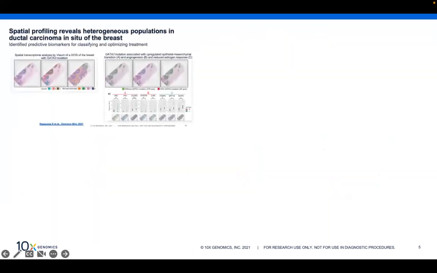Some uses in the field. I have a few here to show you. This one is out of Satoshi Nagasawa's lab at the University of Tokyo, and they spatially profiled DCIS in human breast tissue. This revealed the existence of heterogeneous cell populations, which provided predictive markers for classifying the disease and also improving efforts in treatment research, as I mentioned earlier.